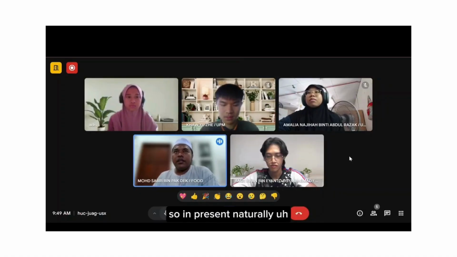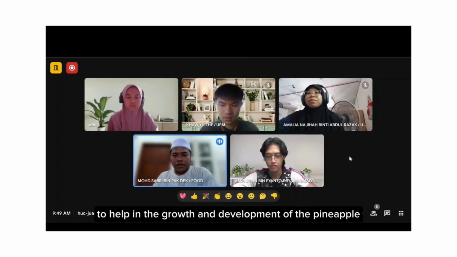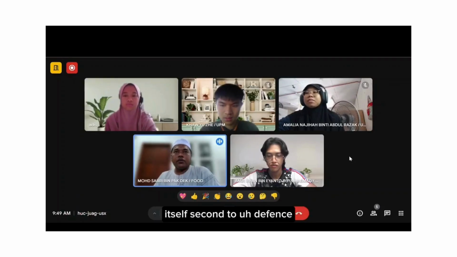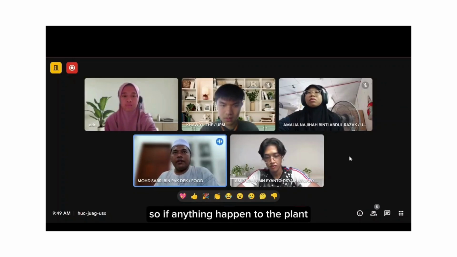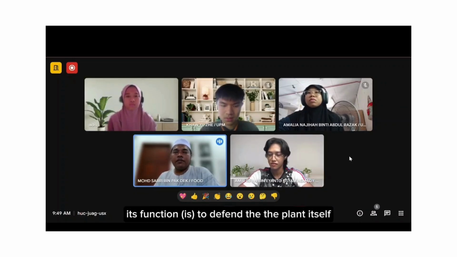So it's present naturally. The main function of this enzyme is, the first one, to help in the growth and development of the pineapple itself. Second, defense. Because it's a protease, if anything happens to the plant, its function is to defend the plant itself.